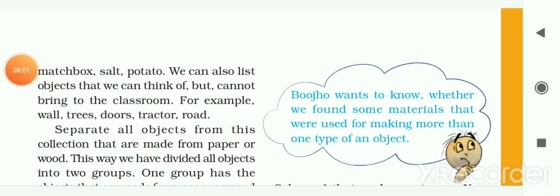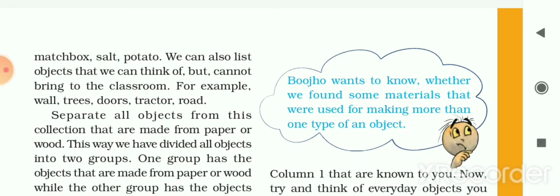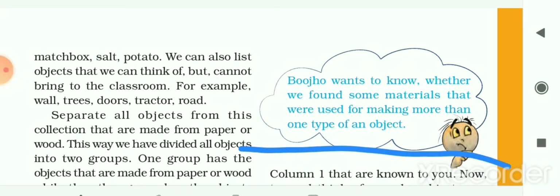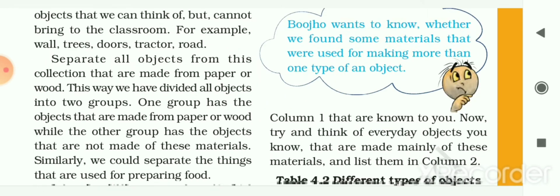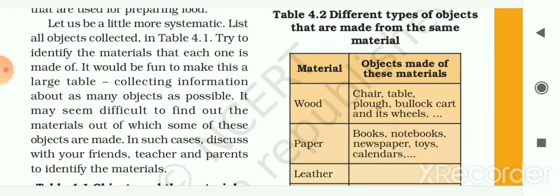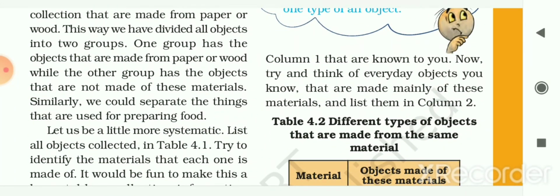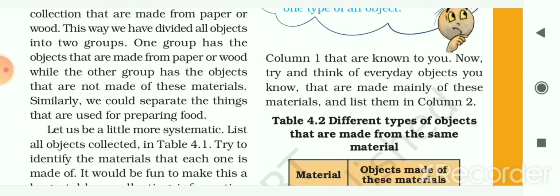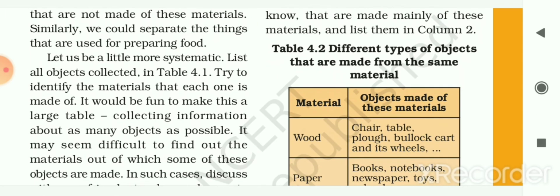So now let me try another activity, activity 2. Before this activity, Bujoho wants to know whether we found some materials that were used for making more than one type of object. So let me find out by this next activity, activity 2. The table 4.2 lists some common materials, and you can also add some more materials in column 1 that are known to you. Now try and think of everyday objects you know that are made mainly of these materials, and list them in column 2.